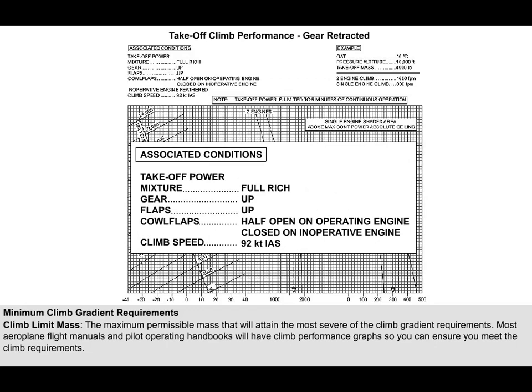In this example graph, the assumed conditions are that the throttles are set at takeoff power, mixture is rich, and that flaps and gear are up. The climb speed for the graph is taken to be an indicated airspeed of 92 knots for all masses.